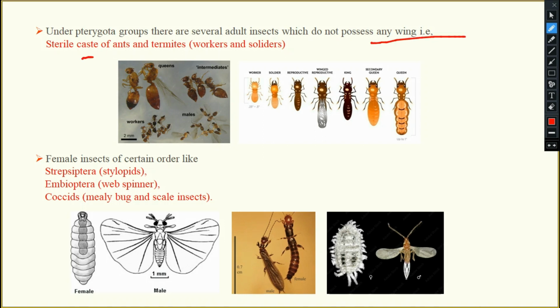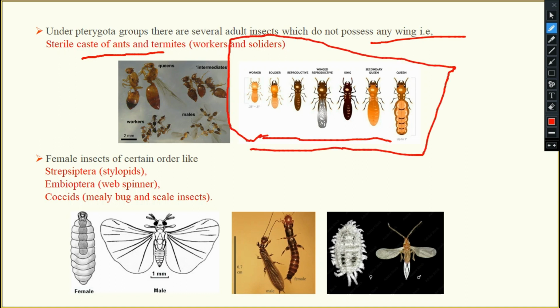Example, sterile caste of ants and termites. You see, this is the caste system of the termites. Here you see so many kinds of caste: workers, soldiers, reproductives, winged reproductives, king, secondary queen, queen. But who is having the wings? Only the winged reproductives are having the wings, not the others.